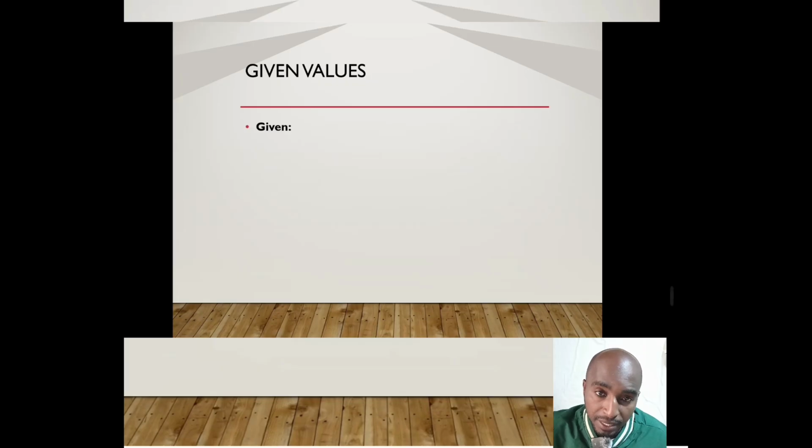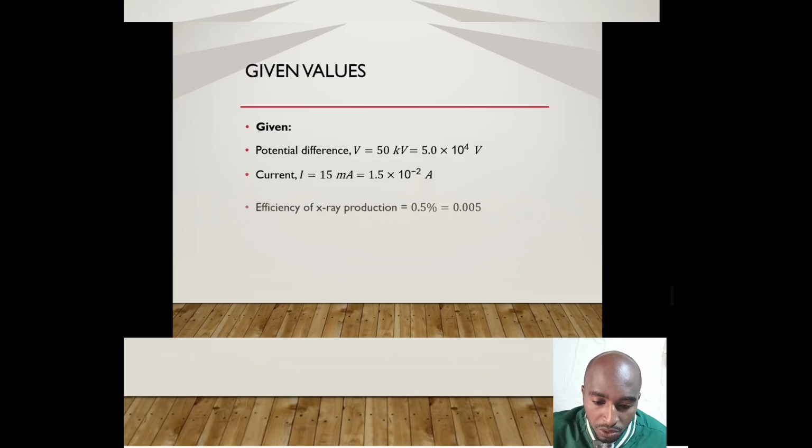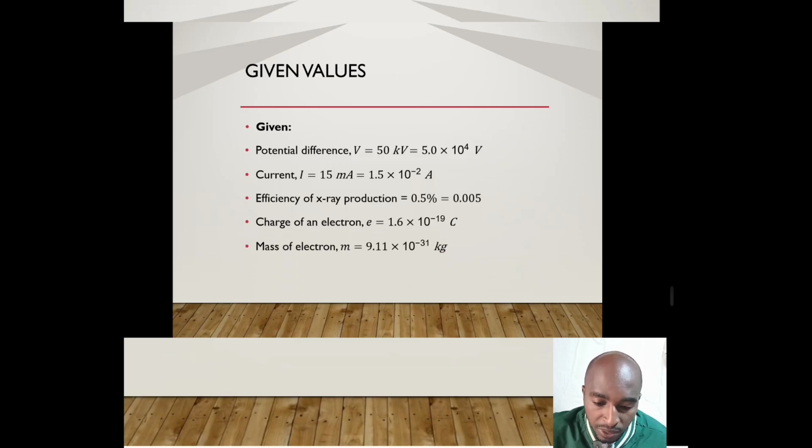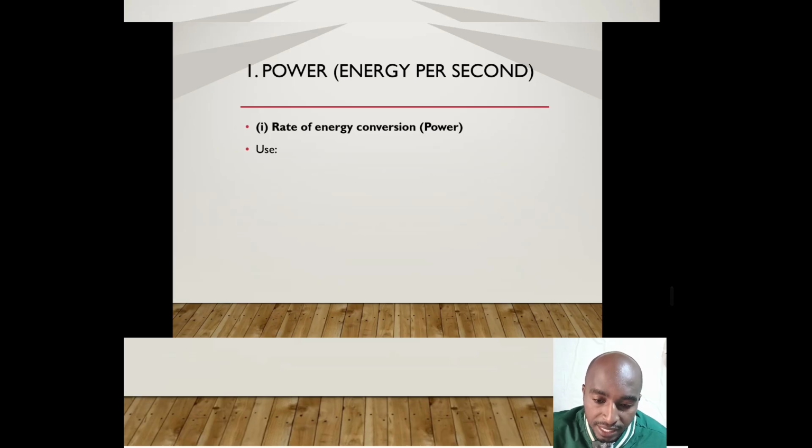These are the parameters that you're given. You have the potential difference or the voltage, which you convert into volts and get 5.0 times 10 to the power 4. You have the current. You also have the efficiency of the X-ray production. You have the charge, and you also have the mass of the electron. So the first question is determine the rate of energy conversion, and in simple terms, you're being told to compute for power.